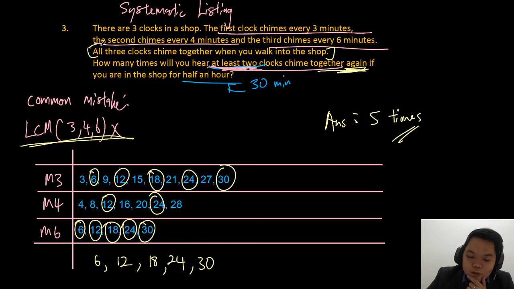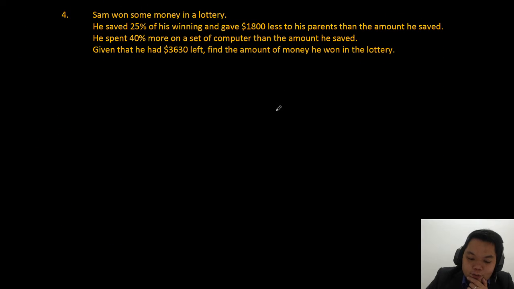Okay, so this heuristic is going to be on systematic listing. You cannot just use lowest common multiple over here because you need at least 2. Okay, so okay, thank you for the love.